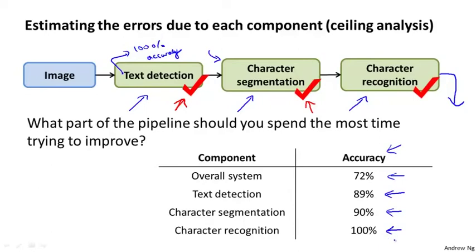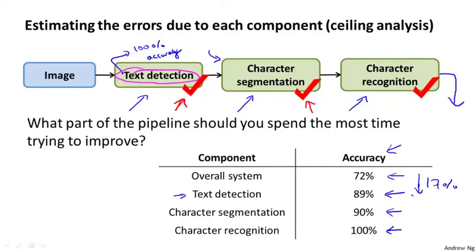Now, the nice thing about having done this analysis is we can now understand the potential upside for improving each of these components. So we see that if we get perfect text detection, our performance went up from 72 to 89%. So that's a 17% performance gain. This means that if we take a current system and spend a lot of time improving text detection, we could potentially improve our system's performance by 17%. It seems like it's well worth our while.